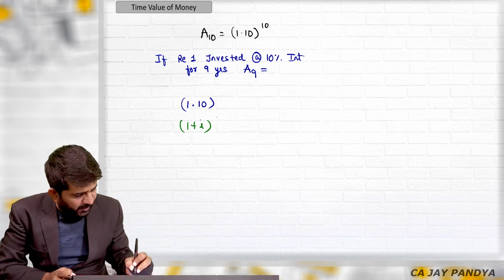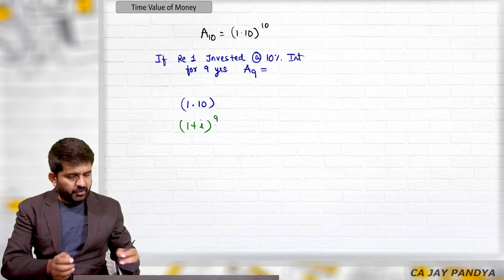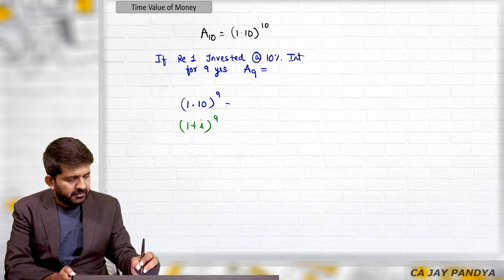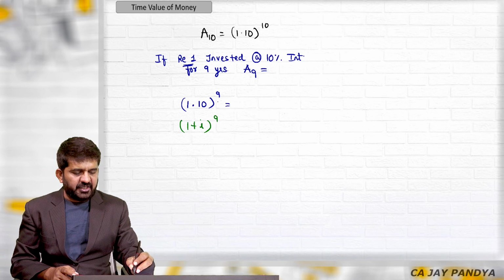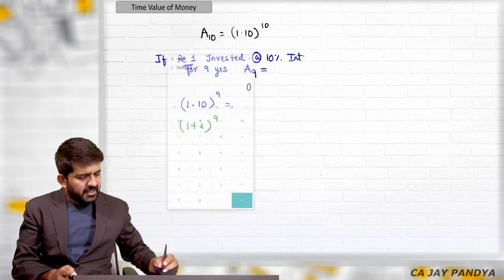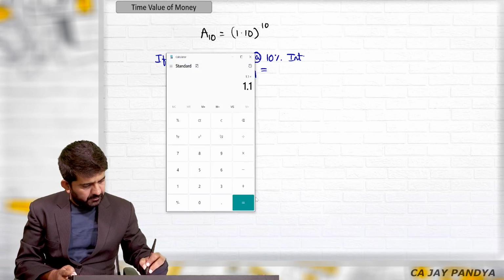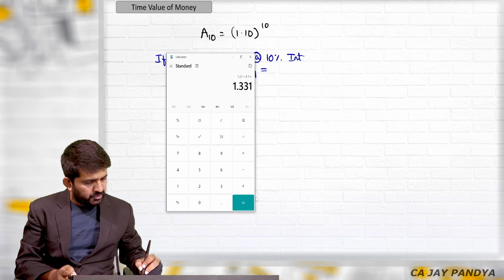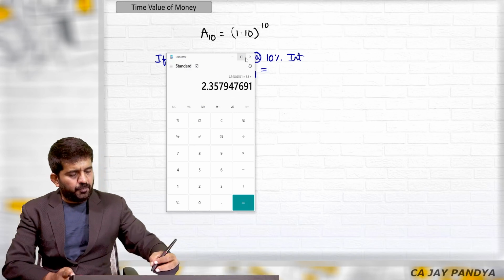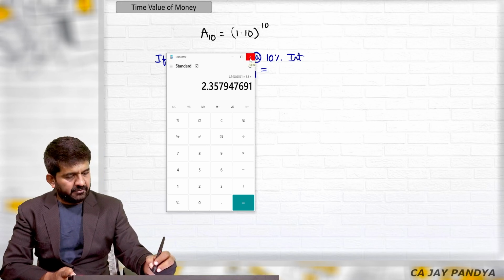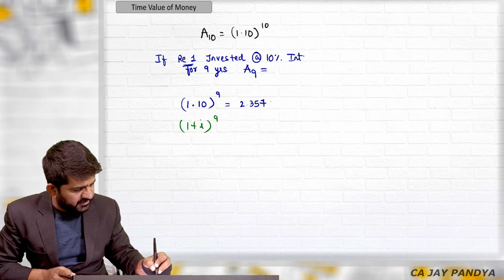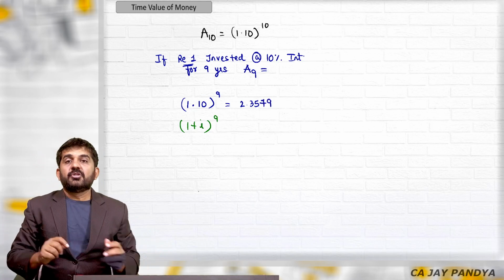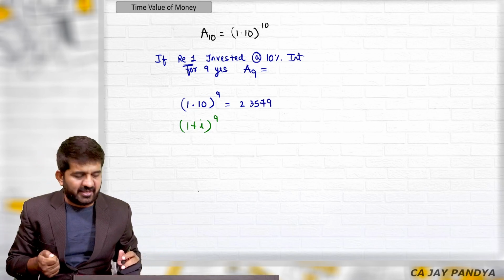I want to find out the amount after 9 years. So 1.10 raised to 9. I will be getting the answer if rupee 1 is invested. Let me find out: 1.1 multiplied by itself, raised to 2, 3, 4, 5, 6, 7, 8 and 9. So it is 2.3579. This is the amount after 9 years.